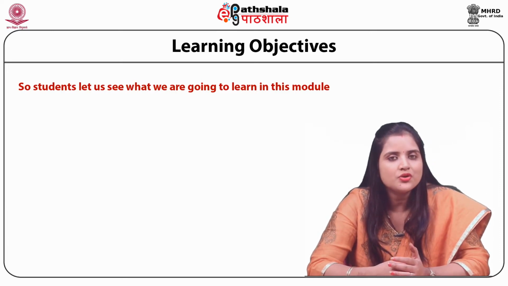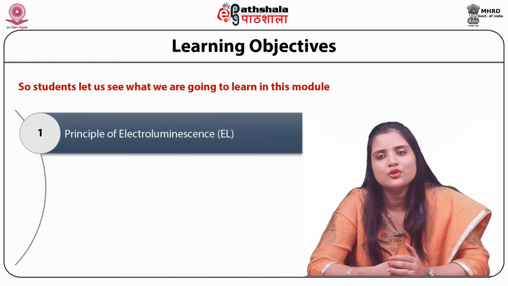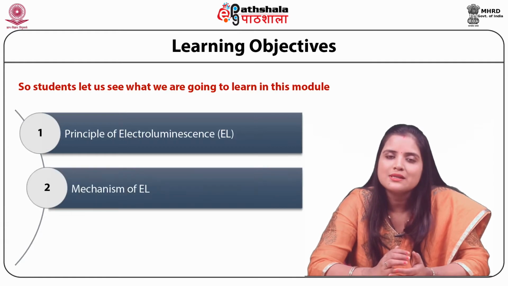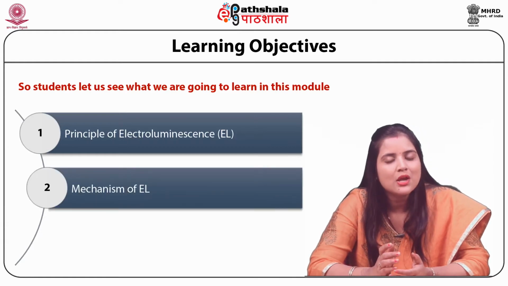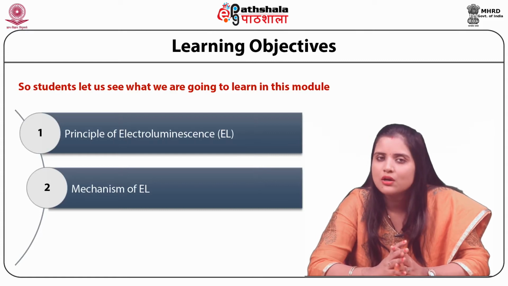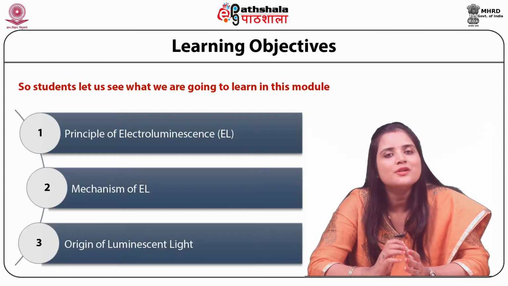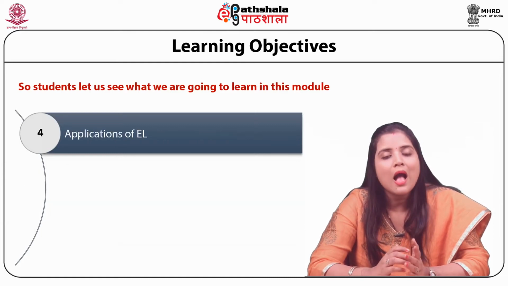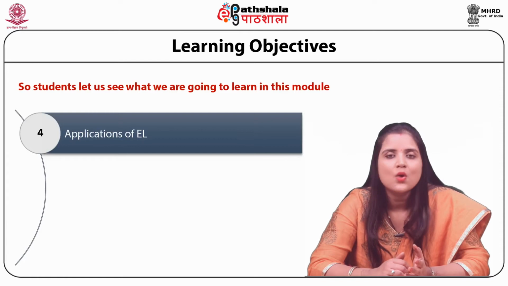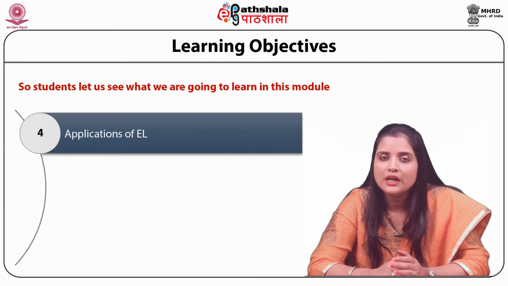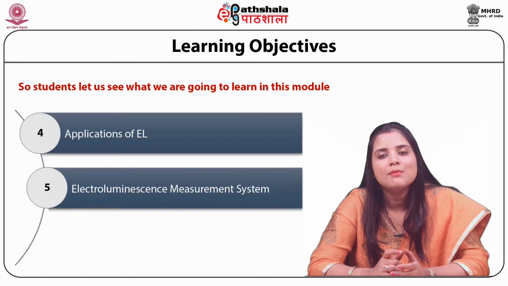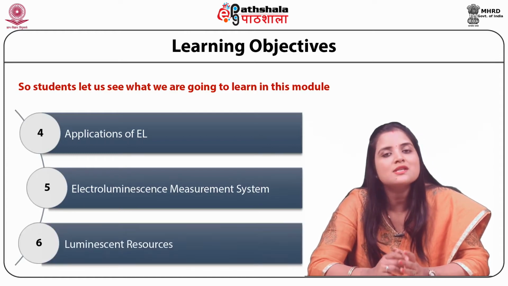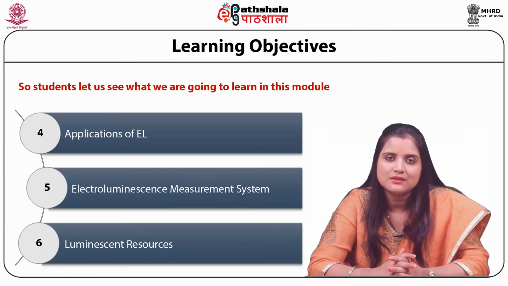Firstly, in this module, the principle of electroluminescence is studied. Secondly, the mechanism of electroluminescence will be discussed. Third, the origin of luminescent light will be studied. Fourth, the applications of electroluminescence will be discussed. Then, the electroluminescence measurement system will be studied. Finally, the luminescence resources will be discussed.